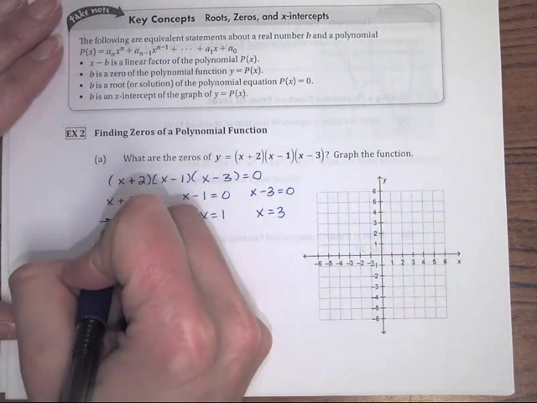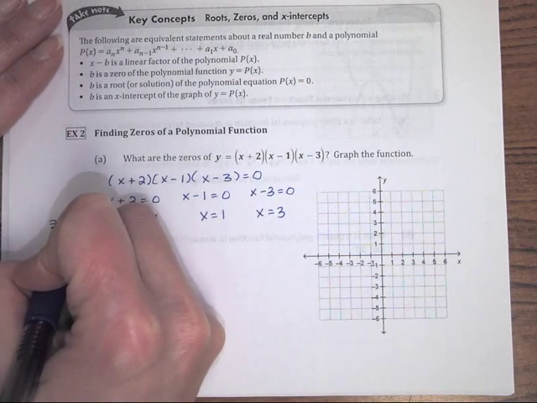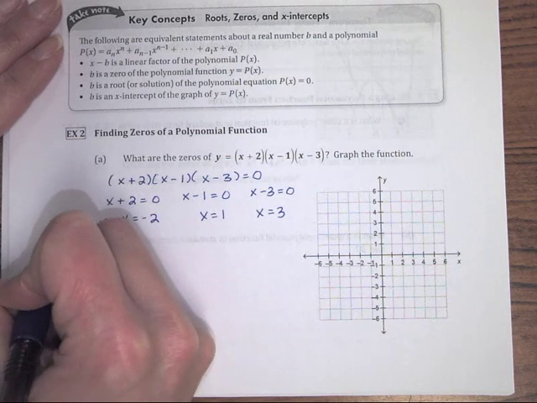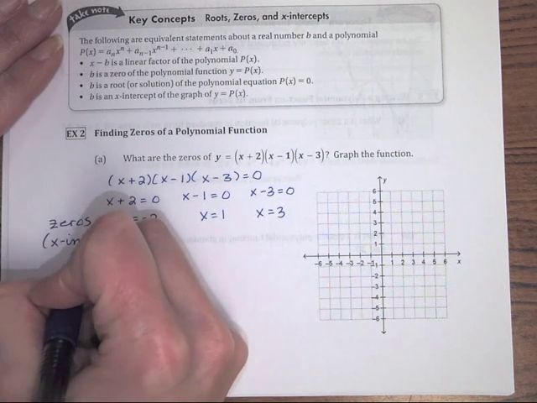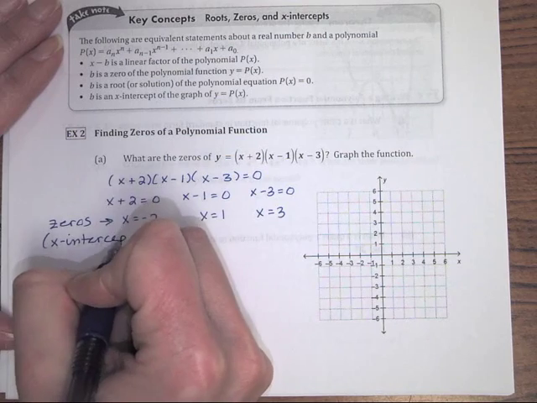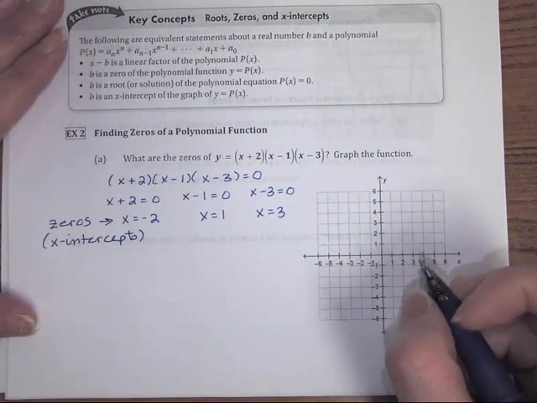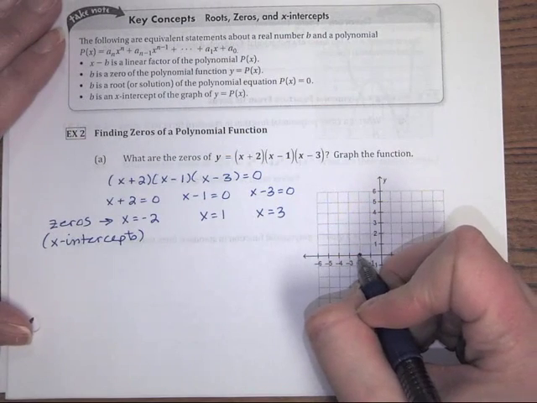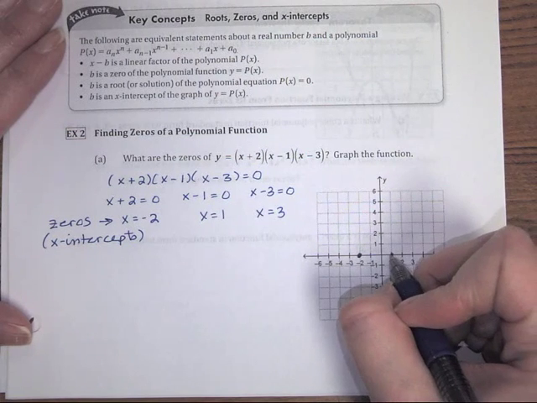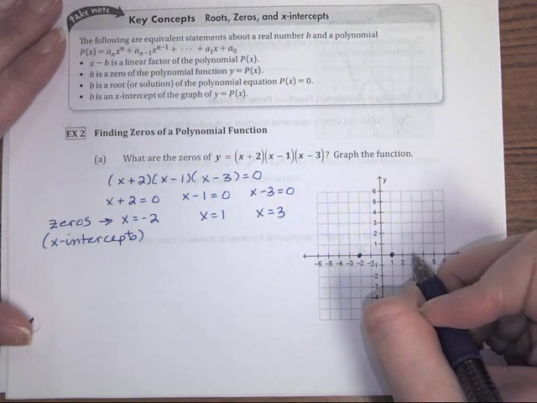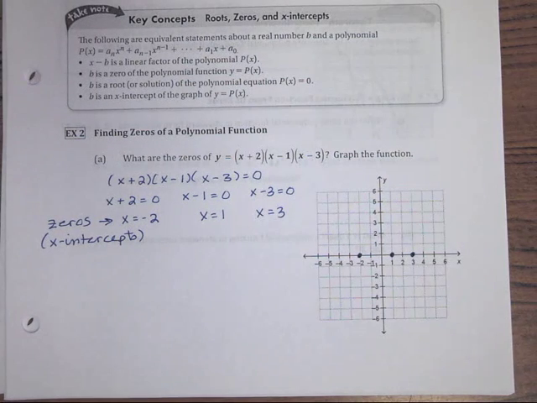So these are your zeros, which are also known as your x-intercepts. So here's what this means. You have an x-intercept right here, you have an x-intercept right here, and you have an x-intercept right here. All right, those are your x-intercepts.